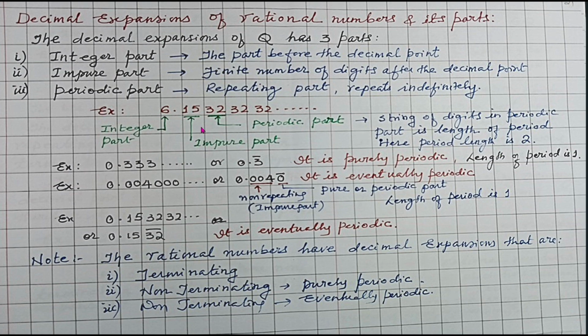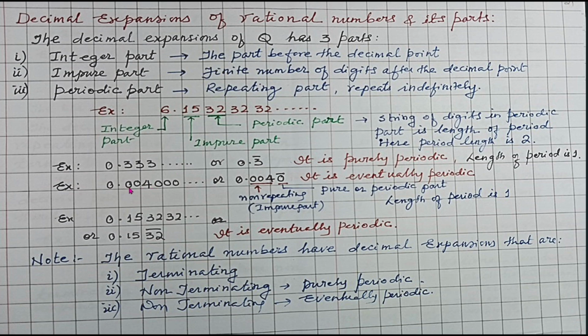Now if you observe here, the string of digits in the periodic part is called the length of the period, and the length of the period here is 2. Please remember that. Now let us take one more example. 0.333 is 0.3 bar. From right after the decimal point only 3 is repeating, and therefore it is a pure non-terminating recurring decimal expansion. The length of the period here is 1 and it is purely periodic. Please understand, it is purely periodic.